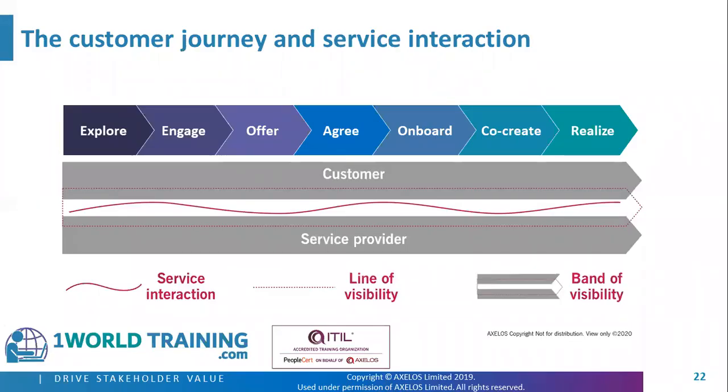Let us continue our understanding of the customer journey and the service interaction. On this slide, we have the concept of the band of visibility. The band of visibility is not included in the exam syllabus. However, it is useful to understand it.